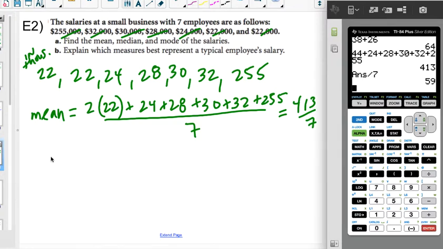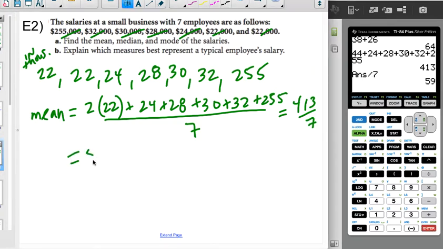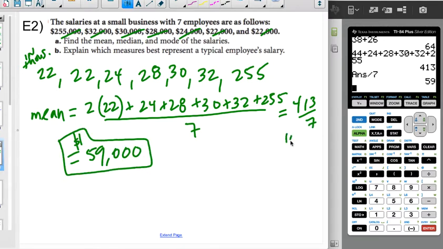right, which is a 59. So the mean is $59,000, right? So the mean was 59 in thousands, right? And then when I changed it to $1,000, that's what I get. The mode, sorry, we usually do a median next, my bad.